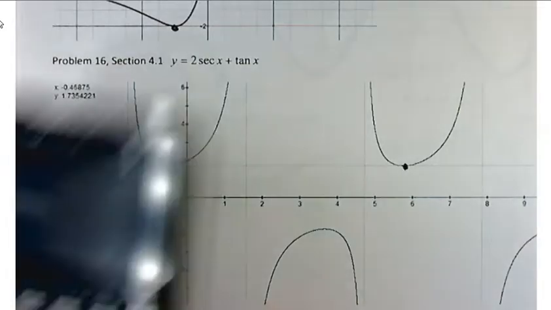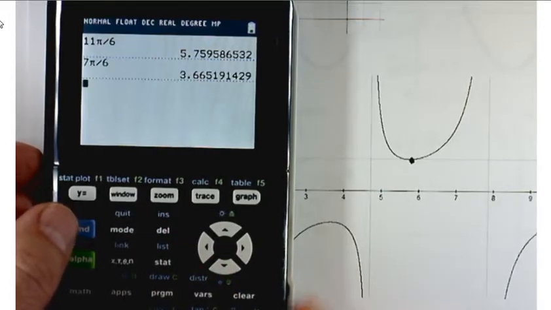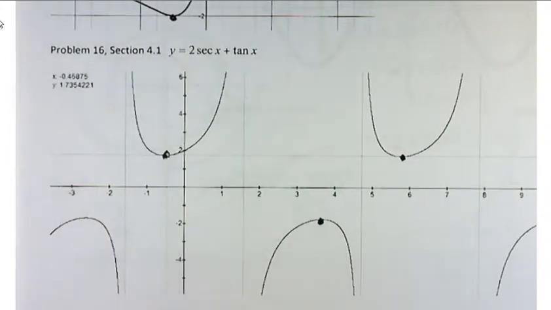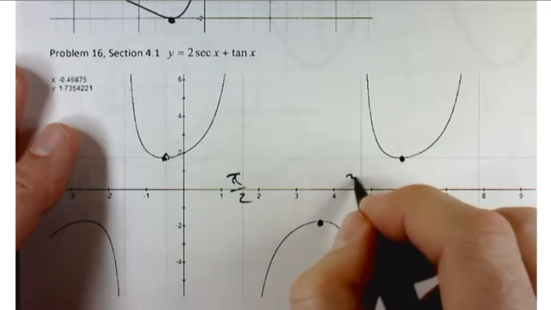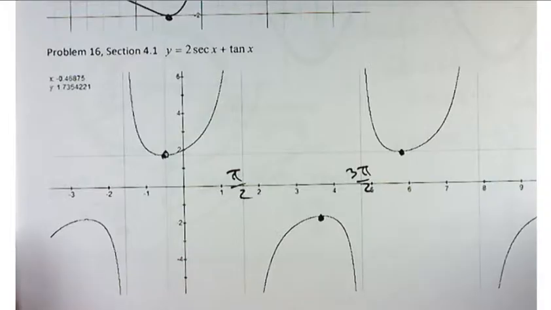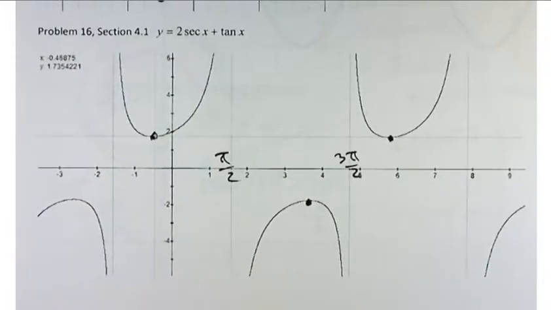Let's take a look at what 7 pi over 6 looks like. 7 pi over 6 should be just a little bit above pi, so 3.6, 3.7. That looks pretty convincing there too. So I think we got our critical points, and you can clearly see the points in the domain that are undefined. You've got them here at pi over 2 and 3 pi over 2. So all of that fits nice and neatly with what we see on the graph. Okay. Any comments or thoughts on problem 16 here? Let's keep going then.